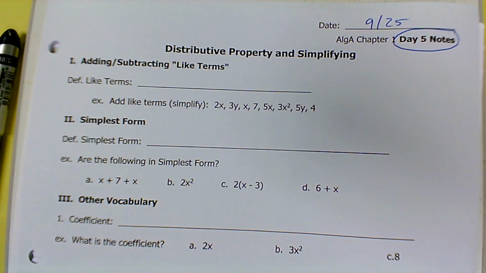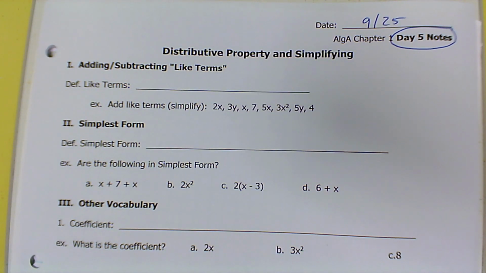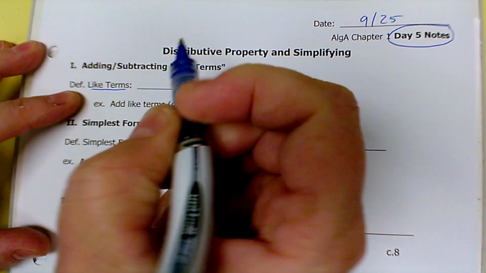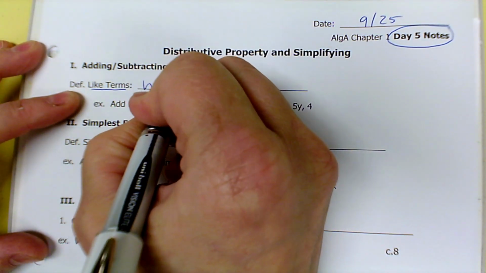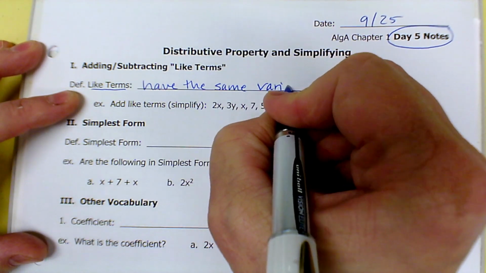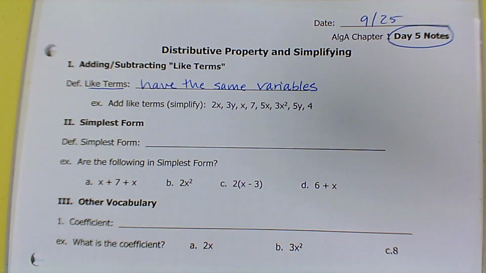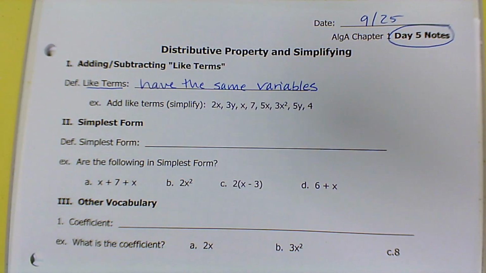Okay, so we're going to do distributive property and simplifying. These are things that we learn to get you ready for solving, because the very first step of solving is simplify. So adding and subtracting like terms. We've talked a little bit about this, but let's just quickly review. The definition of like terms is they have the same variables. And you know, a variable is just a letter. They have the same variables. So you can add like terms to like terms.